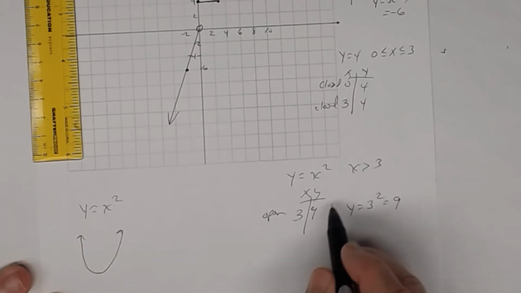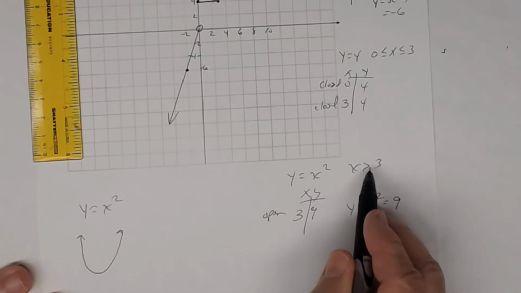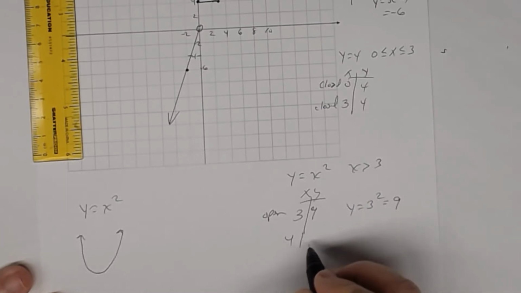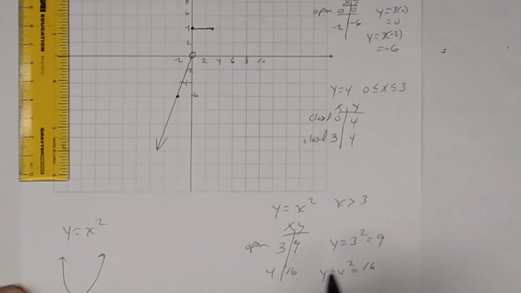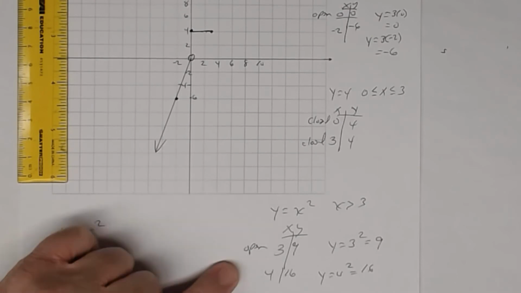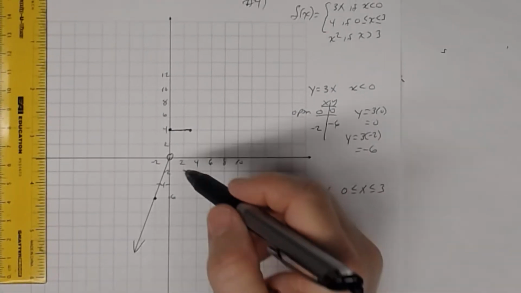Now, let's look at another number. So give me another number that's greater than 3. Let's use the next integer. The next integer is 4. So when x is 4, I get y equal 4 squared, which is 16. All right? So far, I have 3, 9, and 4, 16. So let me show you what that looks like.